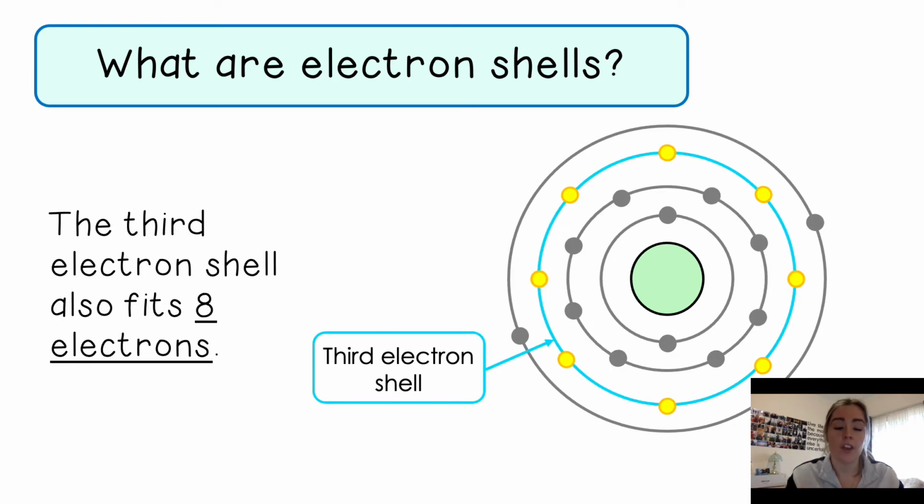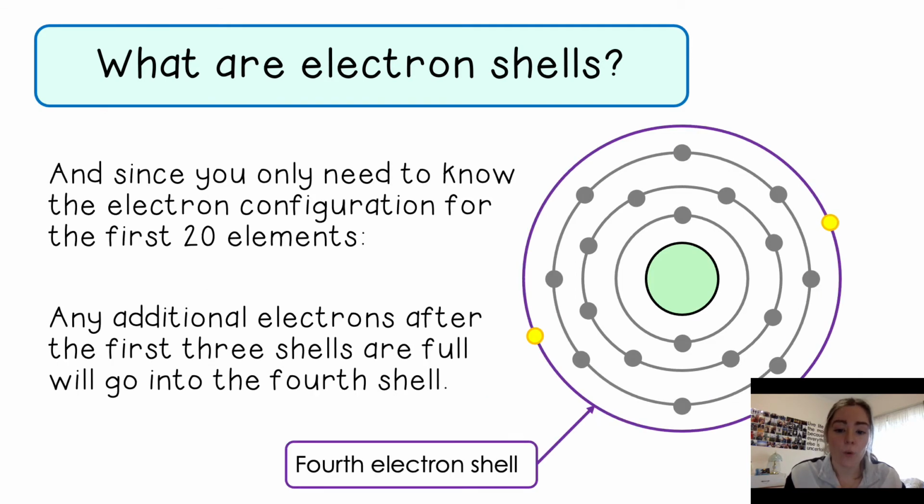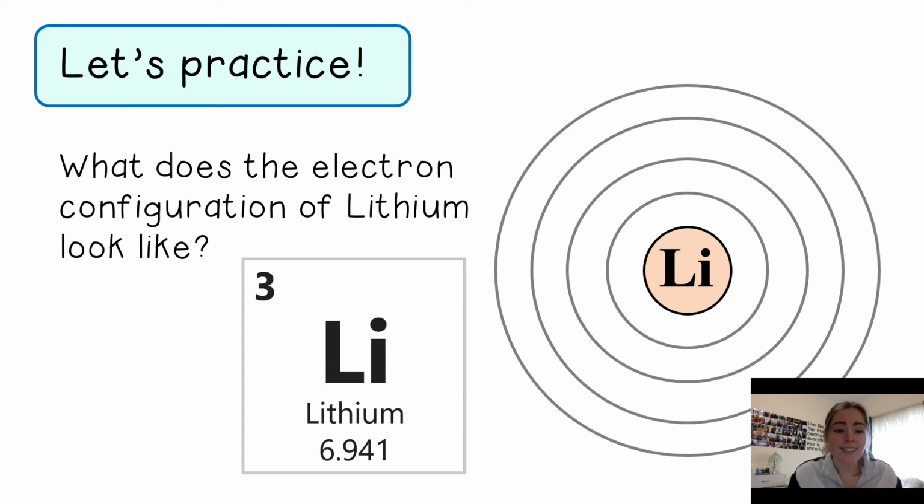The third again holds another 8 electrons, and the fourth shell can hold much more, but because you only need to know up to the first 20, just keep in mind that once you've filled the third shell, the next 1 or 2 electrons will go into the fourth. So let's practice.